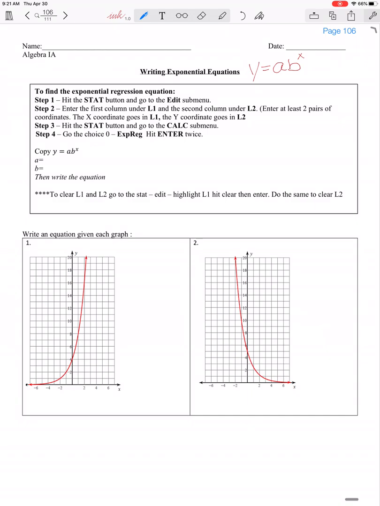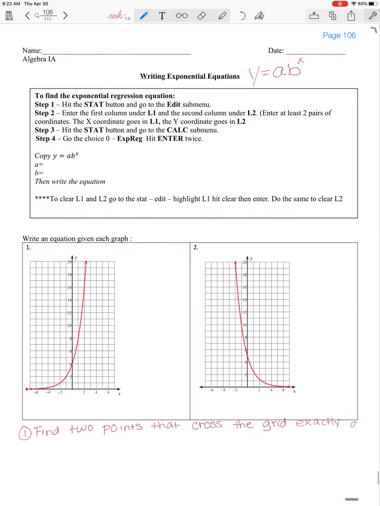So what we need to first do when we're given a graph is find 2 points that cross the grid exactly at a point.